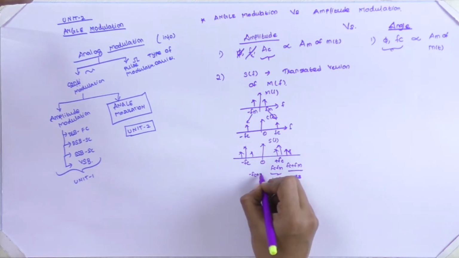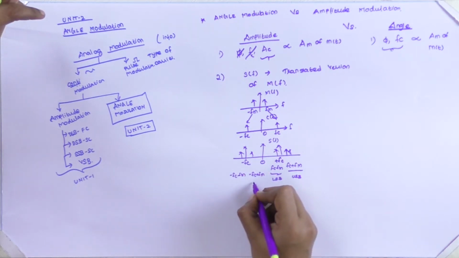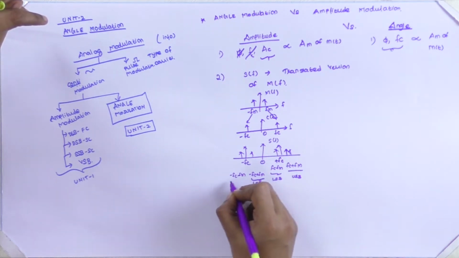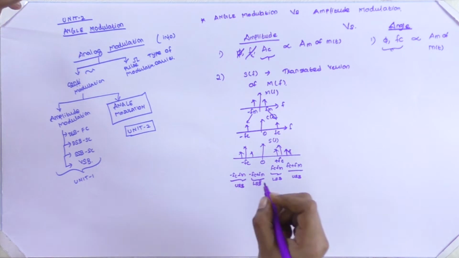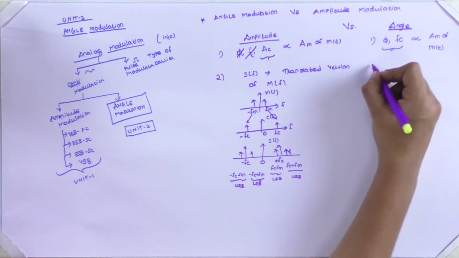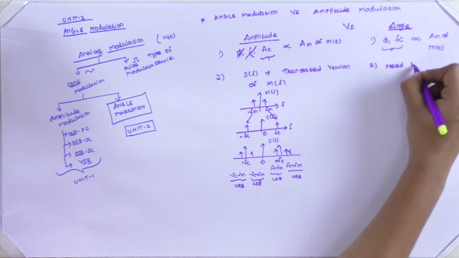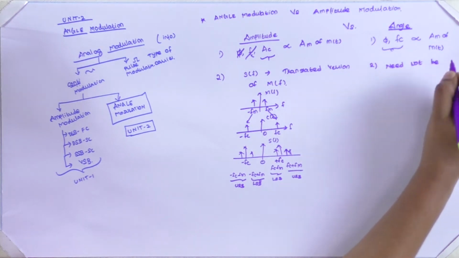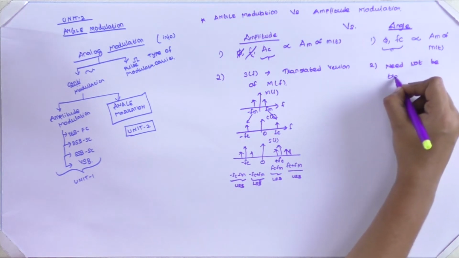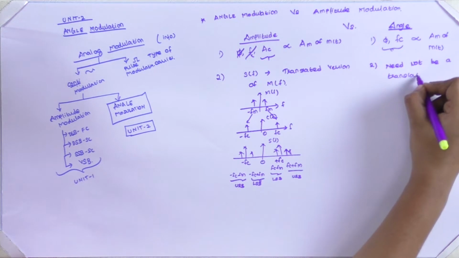Here minus fc plus fm and minus fc minus fm. Again, this is our lower side band, this is our upper side band. S of f is always a translated version of M of f in amplitude modulation. Here in angle modulation it need not be. We are going to see how it varies from amplitude modulation. It need not be a translated version.